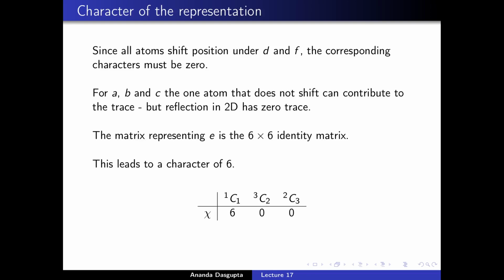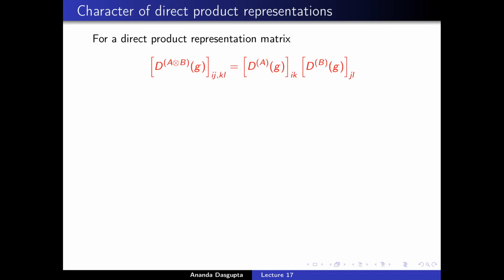We have found the characters for each and every element in this particular representation, but as I said, the result for characters of a direct product representation is important enough that we should devote some time to it and use that result to rediscover this one. So for a direct product representation matrix, you know that what you have to use are double indices ij and kl, pairs of indices, one referring to each representation, and D^{A×B}(G), the ijkl-th element of that, is actually a product of the ik-th element of D^A(G) and the jl-th element of D^B(G).